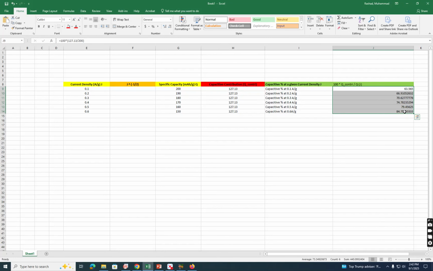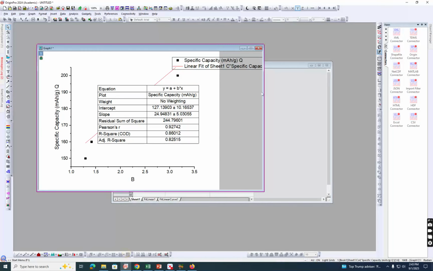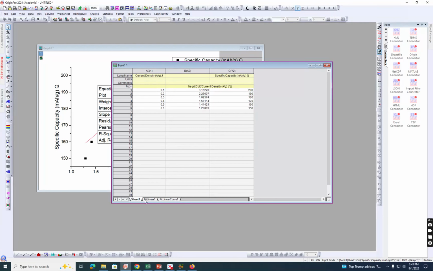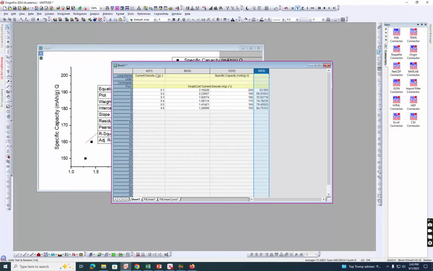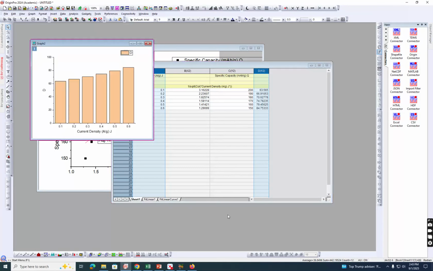So we can draw a graph in Origin. Add a column. This is the capacitive contribution, this is the current density, so you have to draw between these, and you can get the column graph like this.